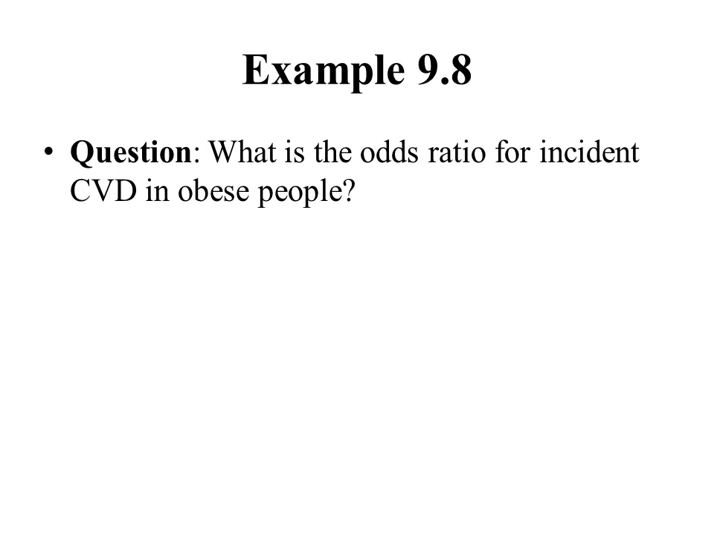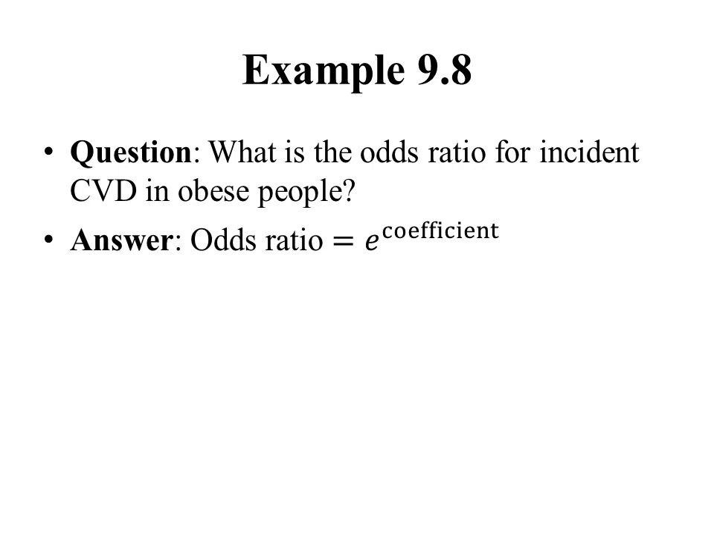Now, based off of these calculations from our logistic regression equation, we can calculate odds ratios. And so that's the next question that we're going to try to answer. What is the odds ratio for incident cardiovascular disease in obese people? And we should add the fact that we're comparing obese people to non-obese people. So our reference group is going to be non-obese people. We want to figure out just how much more likely it is that obese people get cardiovascular disease than non-obese people. And we can answer this question very easily by using the results from our regression equation.